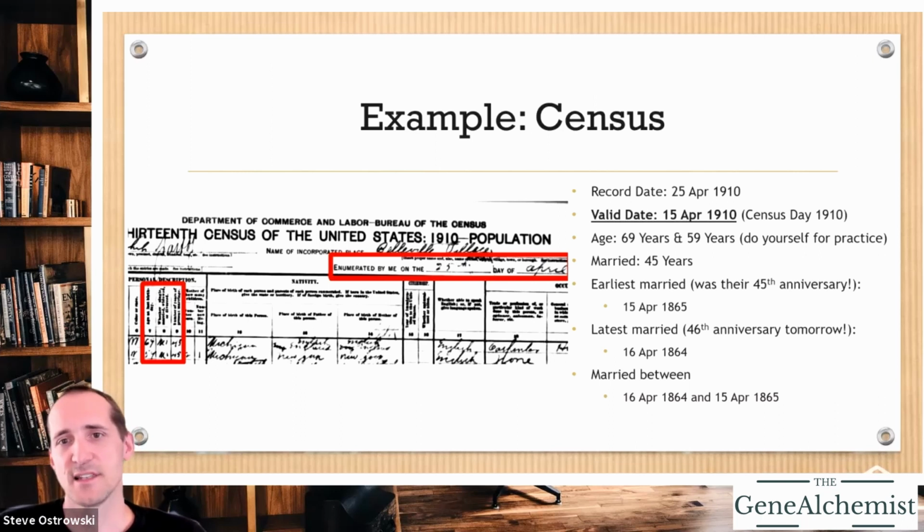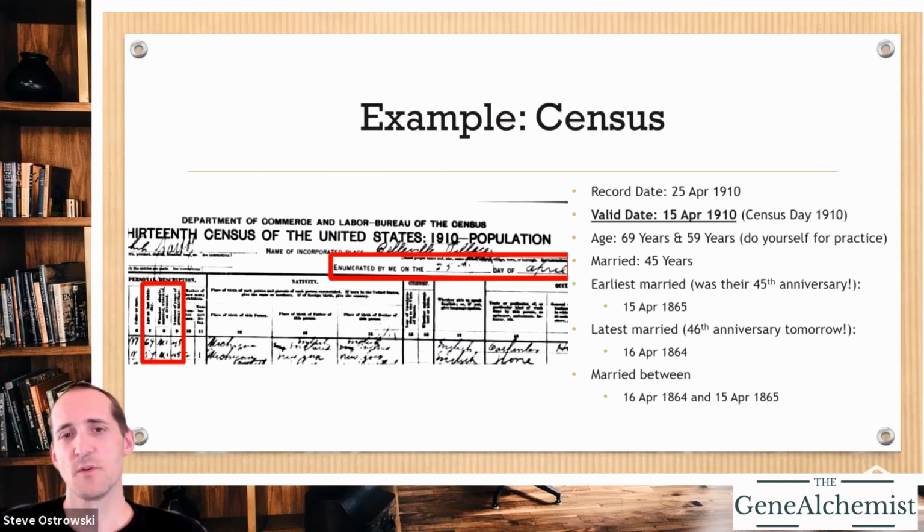Now the latest they could be married would be that their 46th anniversary was the following day. And again, we got to go back to the valid date. This is supposed to be 15th of April, 1910. So go to the next day, 16th of April, and then we back up 46 years, and we end up with 16th of April, 1864. Combine those two together, and the implied date range that's given in this 1910 census is that they were married between the 16th of April, 1864 and the 15th of April, 1865.